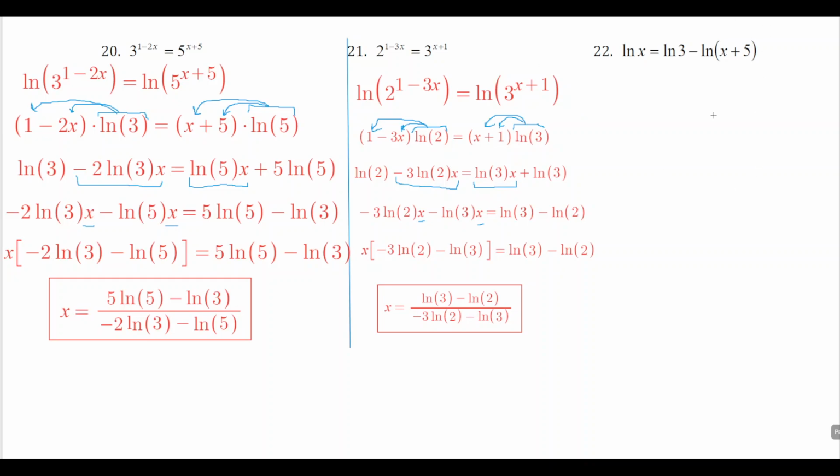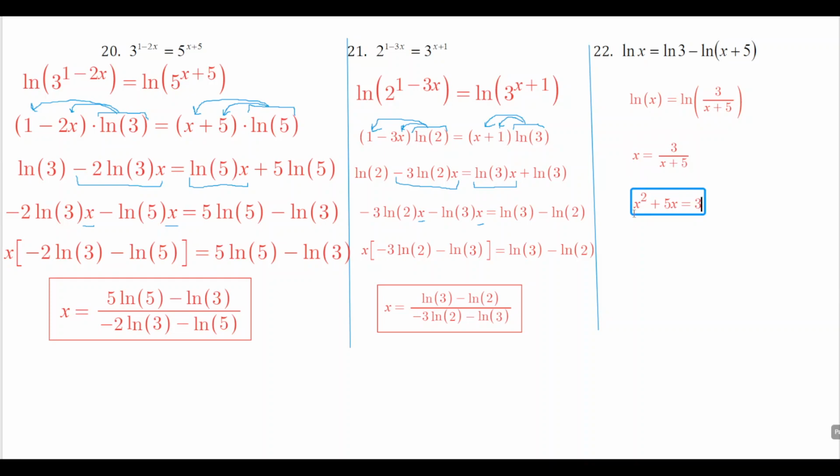Okay, number 22, what we're going to do here is first combine those two logarithms on the left-hand side, the right-hand side, using the quotient property. So we get the natural log of x equals the natural log of 3 over x plus 5. And once we do that, we can now drop the logarithms using the one-to-one property. So you just have x equals 3 divided by x plus 5. Then we multiply both sides by x plus 5 to give myself x squared plus 5x equals 3.